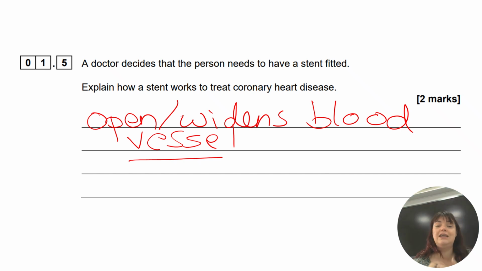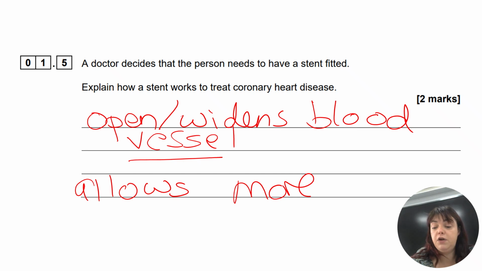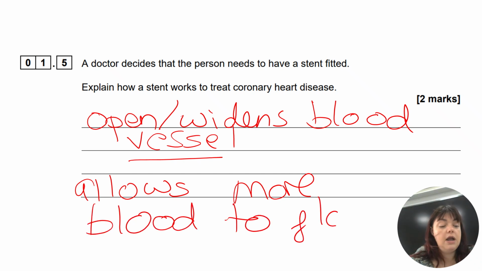Unblocking the blood vessel is not correct though. So if you said unblocking, that is not correct. It has to be opens or widens. And then that's the description of it. And then the explanation is, how does it work to treat coronary heart disease? Well, it allows more blood to flow, or just blood to flow. You don't have to say more there. Or you can link it back to respiration, because that's always a good thing. You could say it allows more glucose or oxygen to flow to the heart cells, tissues, muscles, all that kind of thing.